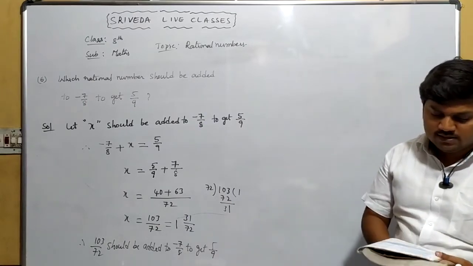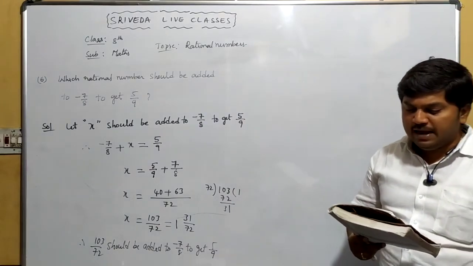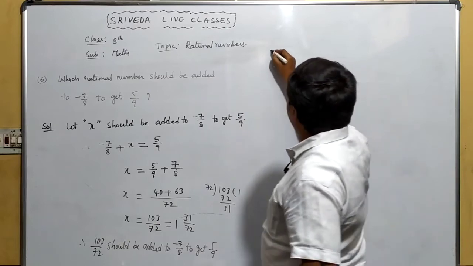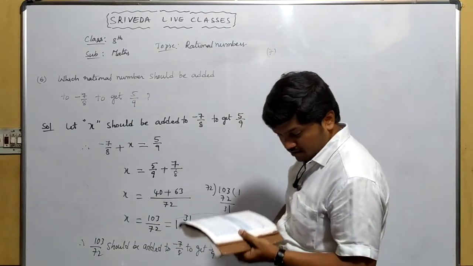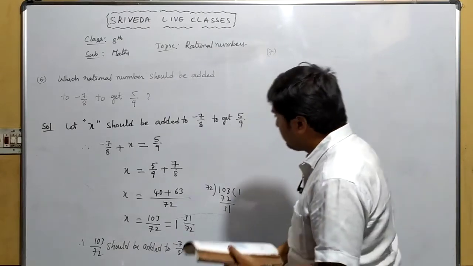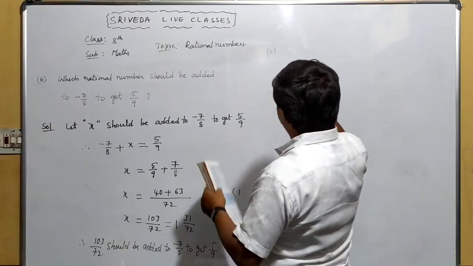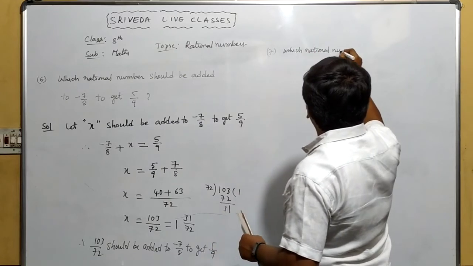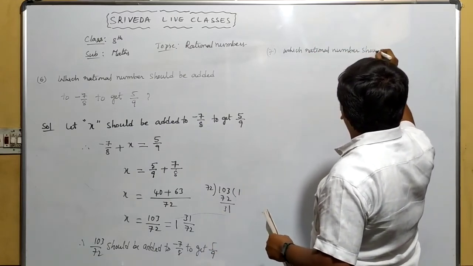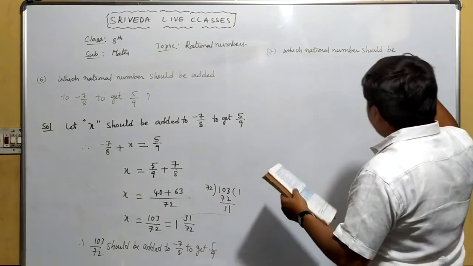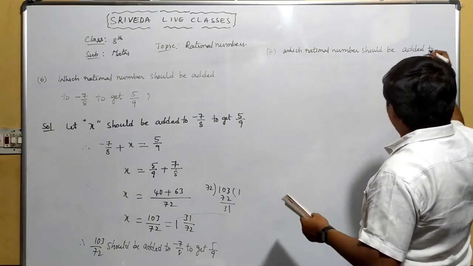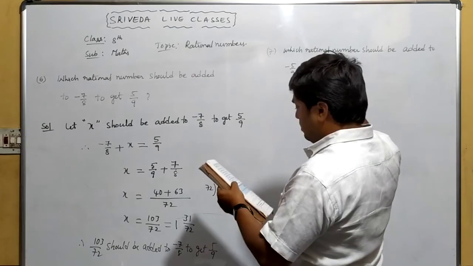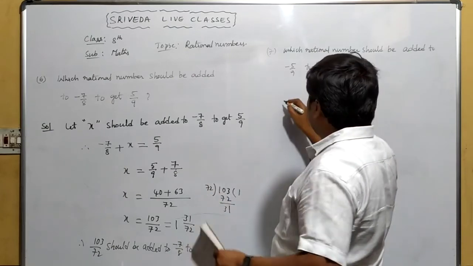Seventh one. Which rational number should be added to minus 5 by 9 to get minus 2 by 3?